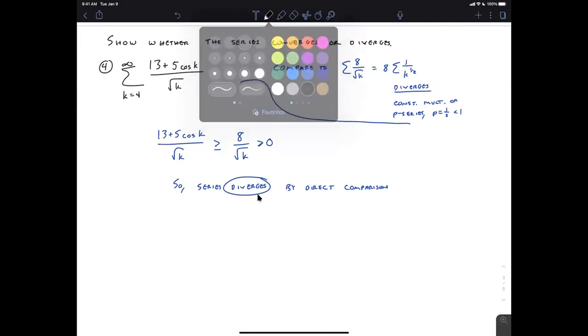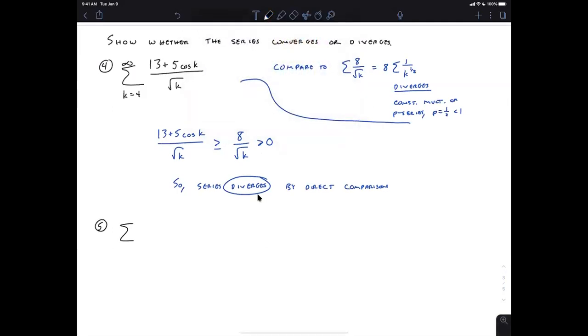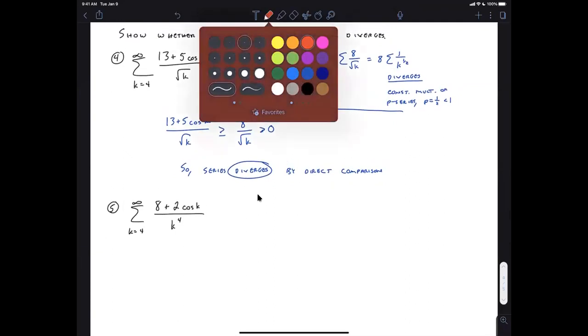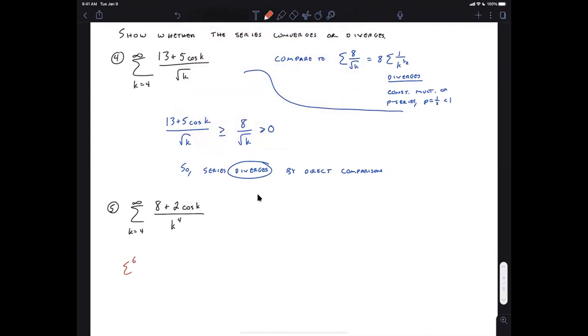Okay, so then if it's this and it's almost identical, we'll go through this one fast. If I have 8 plus 2 cosine k over k to the fourth, then the two series we think about are 6 over k to the fourth and 10 over k to the fourth, because cosine's between 1 and negative 1. So you think, okay, 8 plus 2 and 8 minus 2. Now, what do both of these do? They converge. They both converge.